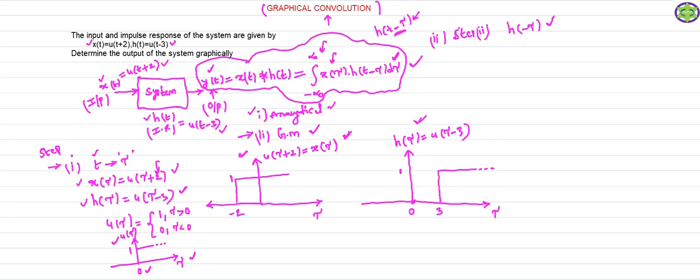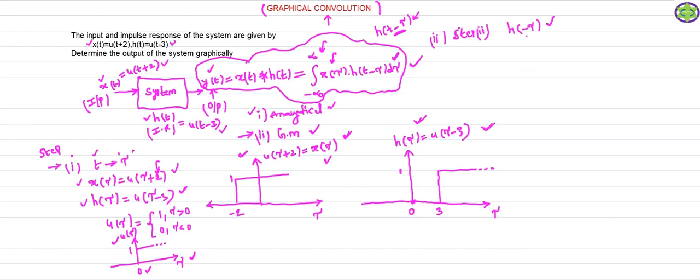So in the integral operation, we have the product of x of tau and h of t minus tau. Clearly observe the integral operation. Here x of tau is multiplied by h of t minus tau. In step 1, we already found x of tau. How can you find x of tau? You replace t by a dummy variable tau. Whatever the problem is, you follow all these same 5 steps. So h of tau we already found out. This is your h of tau.